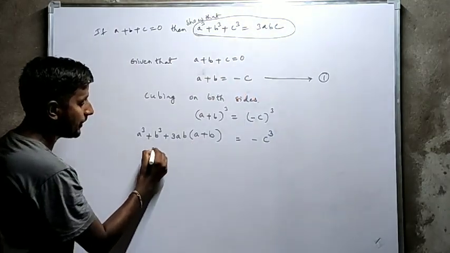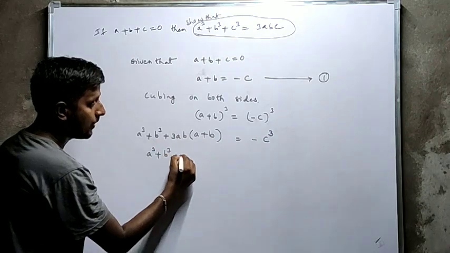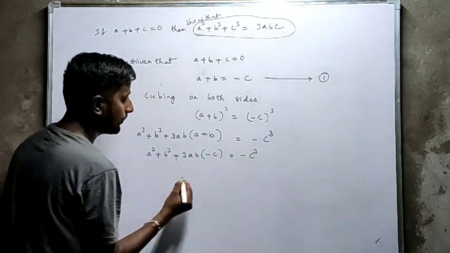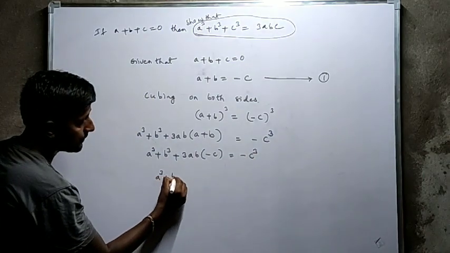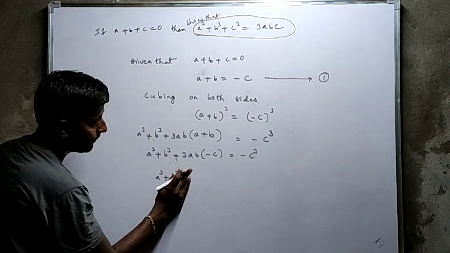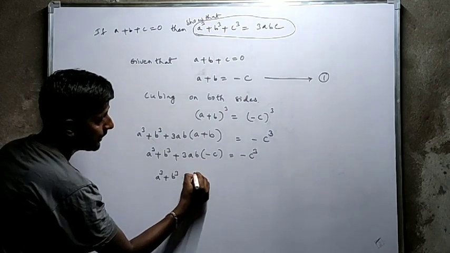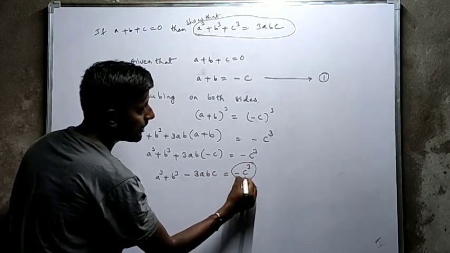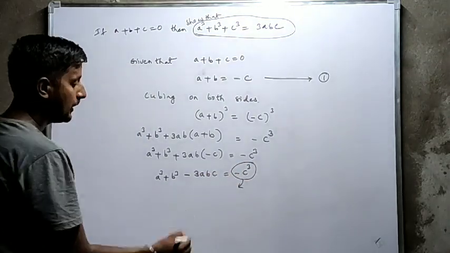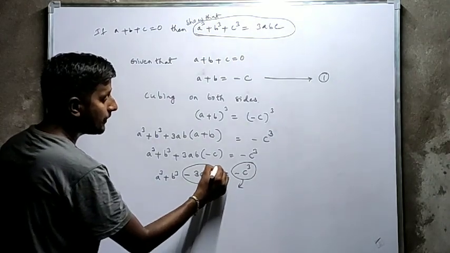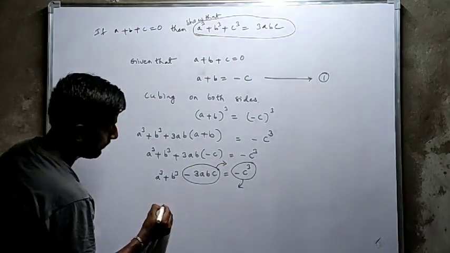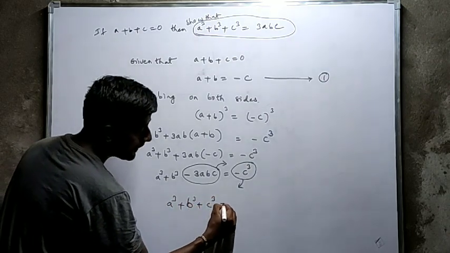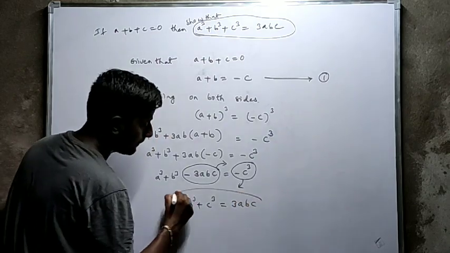So in the next step I will write a cube plus b cube plus 3ab into minus c is equal to minus c cube. Then a cube plus b cube minus 3abc is equal to minus c cube. It is a negative sign on the RHS side. When it comes to the LHS it becomes positive, and when it goes to the RHS side it will become positive. So we'll write a cube plus b cube plus c cube is equal to 3abc.